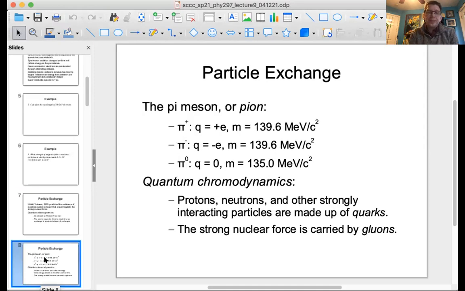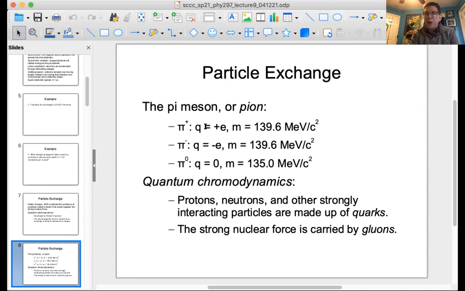So the first type of meson we're going to talk about is the pi meson, or the pion. And so we have three: the pi plus, the pi negative, and the pi zero, the pi neutral. So the pi plus meson has a charge of positive E, and again, E is 1.60 times 10 to the negative 19 coulombs. The pi negative meson has a charge of negative E, and the pi zero meson has a charge of 0.